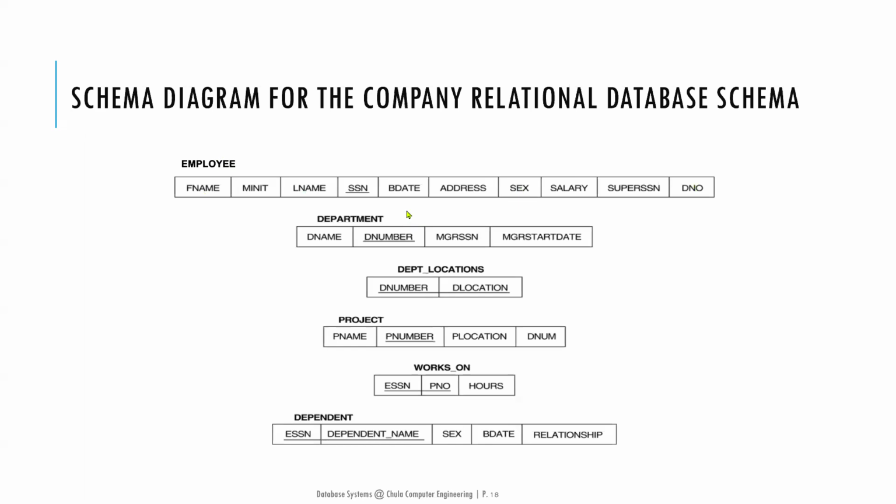The second relation is called the department. The third relation is called the locations. Project, works on, dependent. So if you are familiar with the last ER diagram, if you remember, what we are going to do in this session is to translate from ER into this relational database schema. Okay. So this is called a relational database schema. It looks like this.